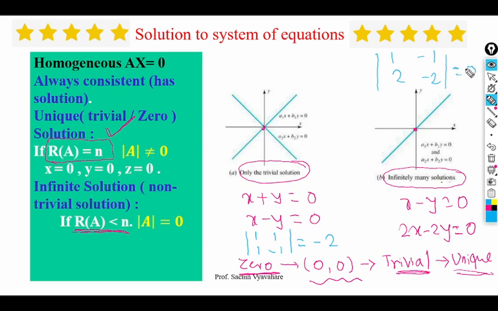So what is the important thing? Whenever we have infinitely many solutions, that means we have a non-zero solution. Whenever there is a non-zero solution, the determinant is 0. This is the most important condition. For infinitely many solutions, for a non-zero solution, the determinant is always 0. Remember this condition: determinant is 0 for a non-zero solution.